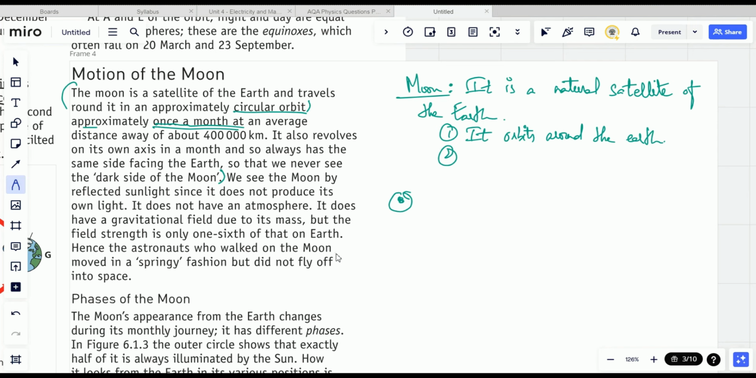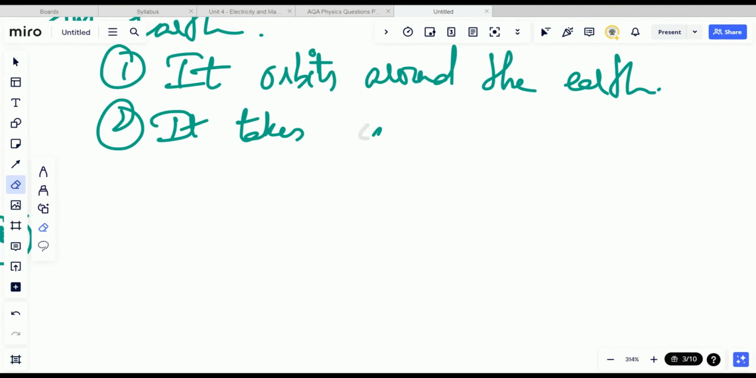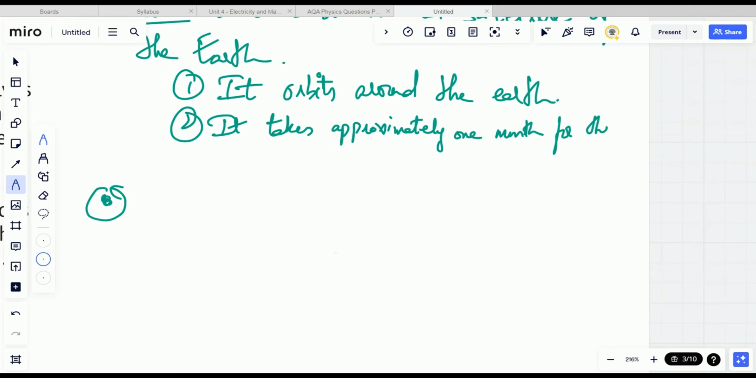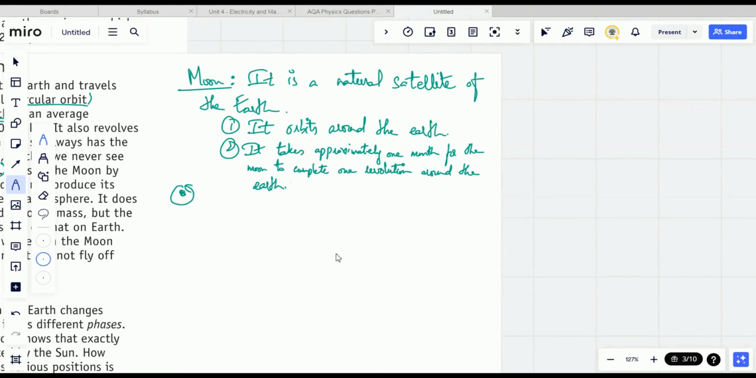Got it? So remember this, that it takes approximately 1 month for the moon to complete one revolution around the Earth. Do you get it now? Any questions still here?